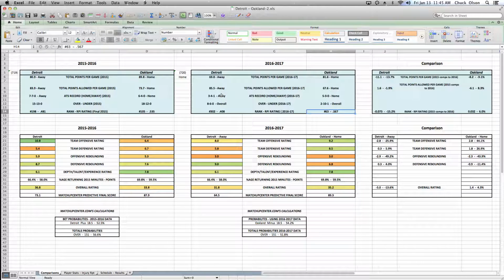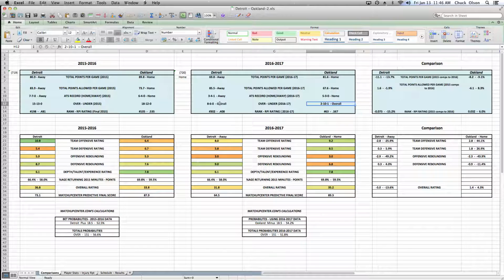Now we're going to look at the against the spread record. Detroit is 3-4-1 against the spread away, where Oakland is 5-3-0 at home. How did that compare to last year? Looked like Oakland's home record is about the same, and their away record is about the same. So that's good news because it shows us a consistency that we can look to see them perform again as they did last year as they're doing this year.